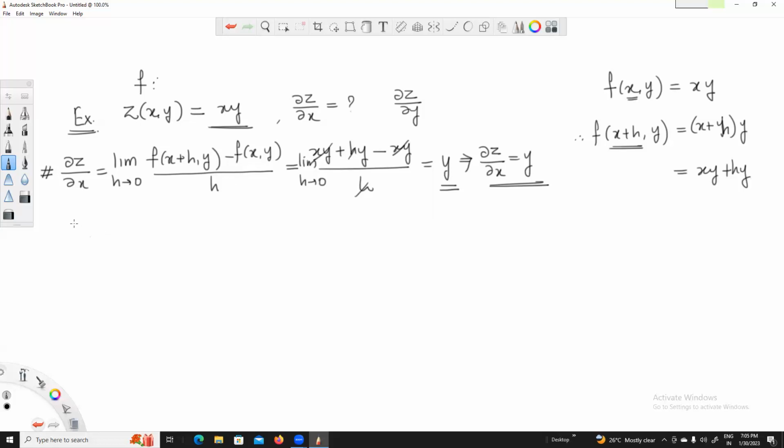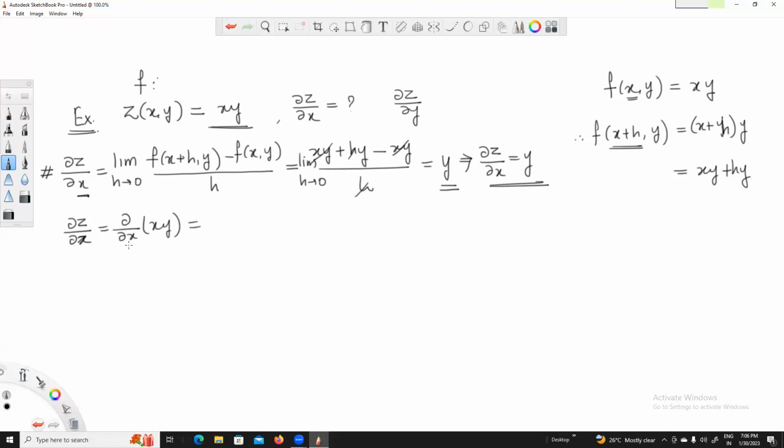So remember the note. If you want to differentiate with respect to x, all other independent variables are constant. So while defining del z by del x, our other independent variable y is considered to be constant. So if you consider this function in which y is some constant and you are differentiating with respect to x, this is how you define del z by del x: it is equal to del over del x of xy.